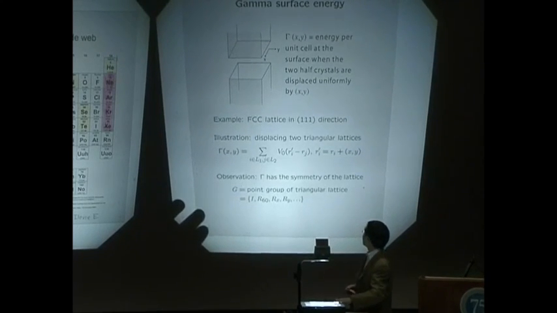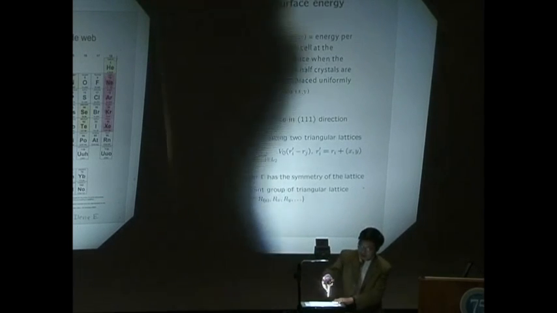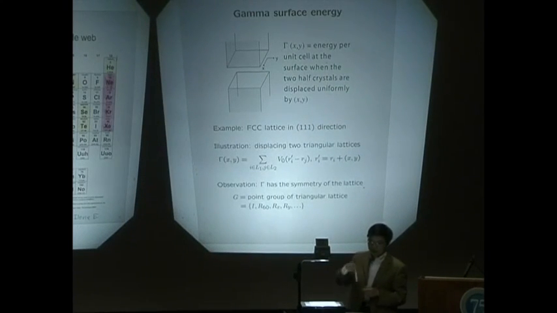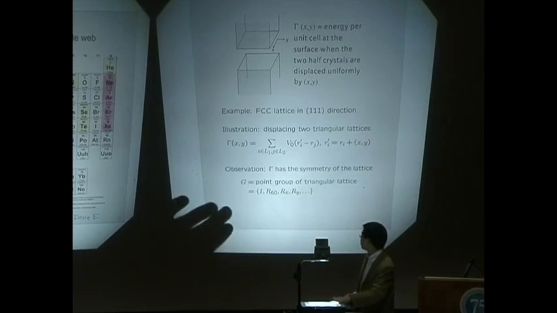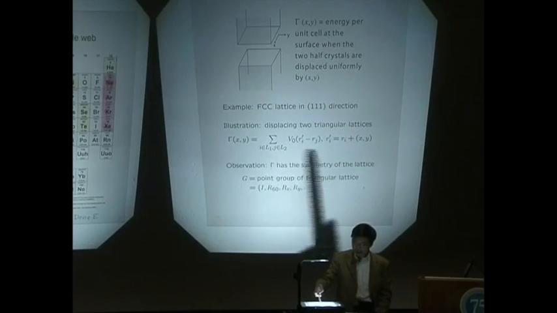Now let me take an example. Again, the FCC lattice, and this normal direction is the 1, 1, 1 direction. Remember, in this direction we have planes of triangular lattices. So actually, let me think of an even simpler problem. Just take two triangular lattices and displace them and ask, what is the energy? Now, given the potential, you can write down this energy just as a lattice sum.